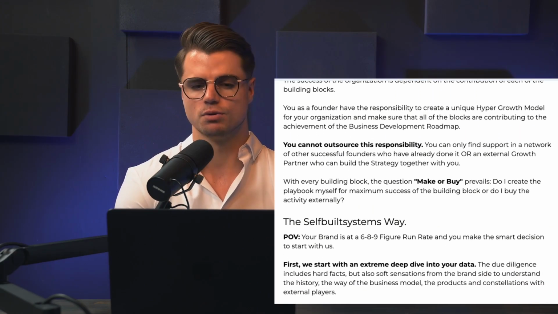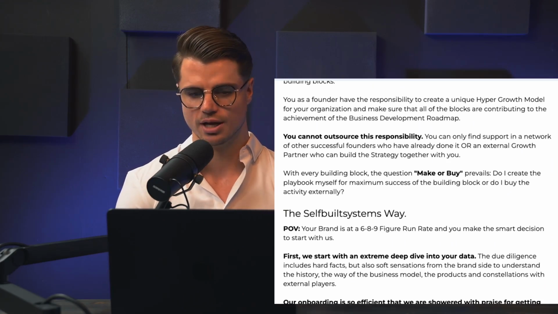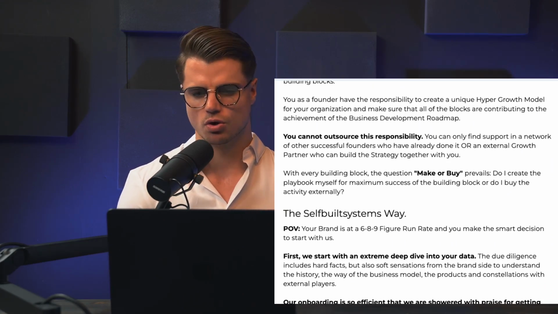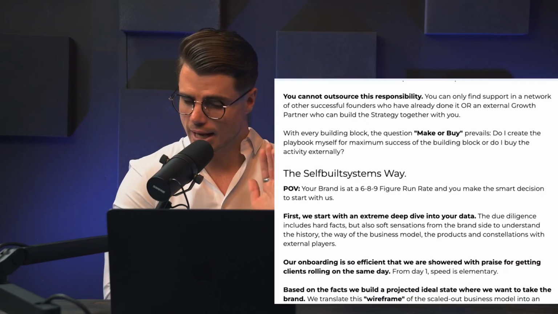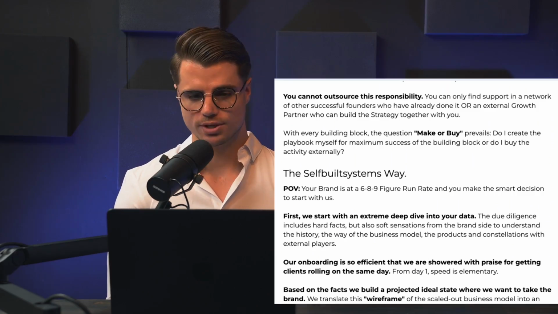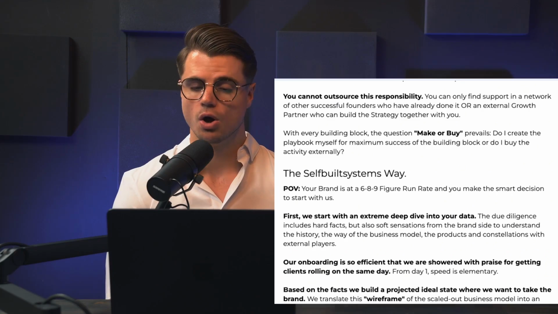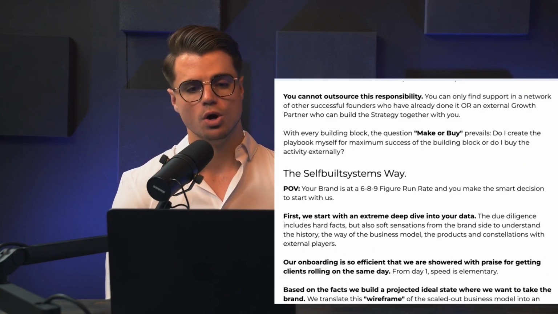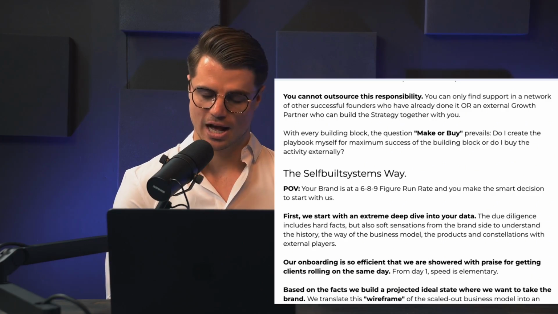You as the founder have the responsibility to create a unique growth model for your organization and make sure that all the roadblocks are contributing to the achievement of the business development roadmap. You cannot outsource this responsibility. You can only find support in a network of other successful founders who have already done it, or an external growth partner who can build strategies together with you and that are experts in building systems.